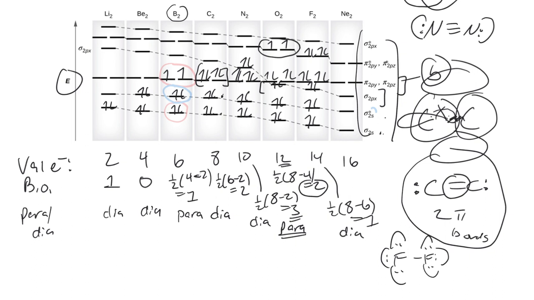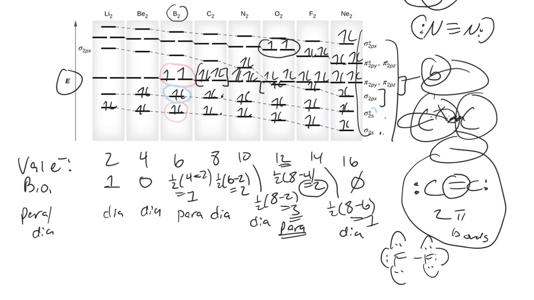And probably not too surprising that neon 2 is not going to be too happy, because we fill in all of our electrons. So that's 14 and then 16 electrons for neon 2. So we go back to neon 2 having no net bond order. So our bond order for neon 2 would be 0.